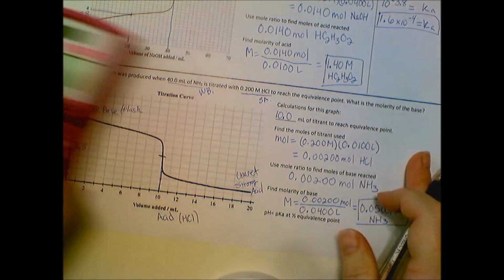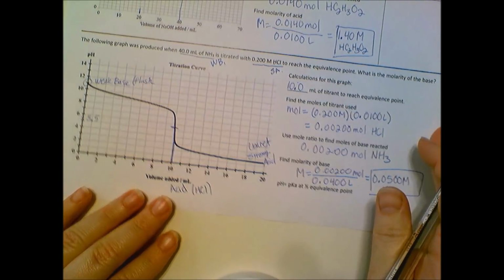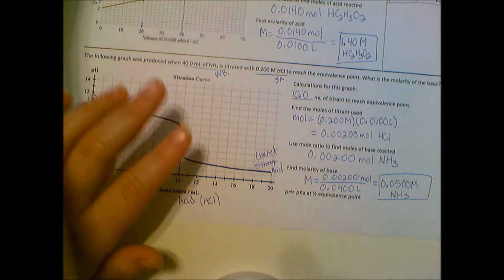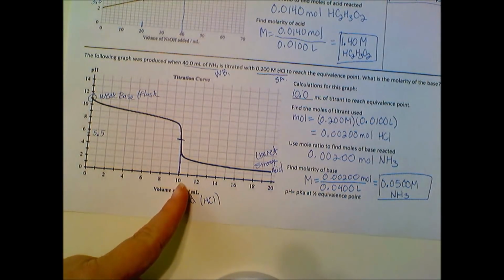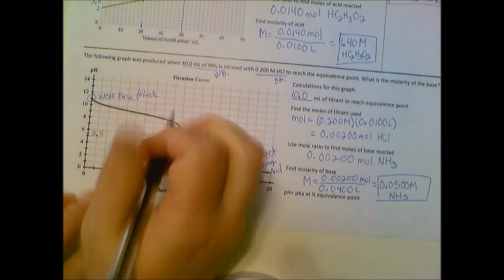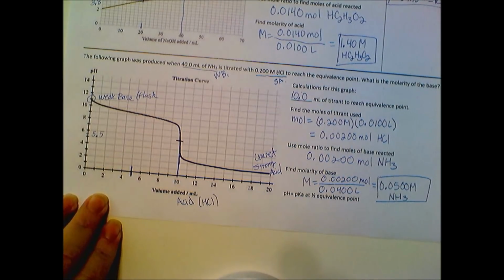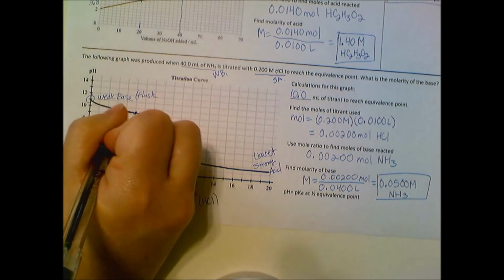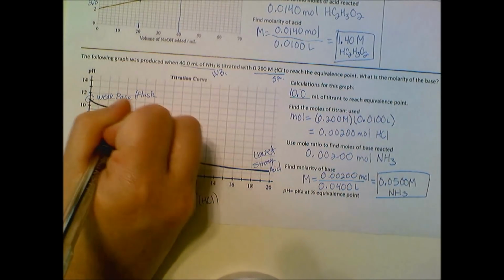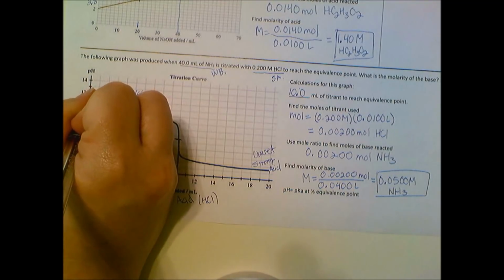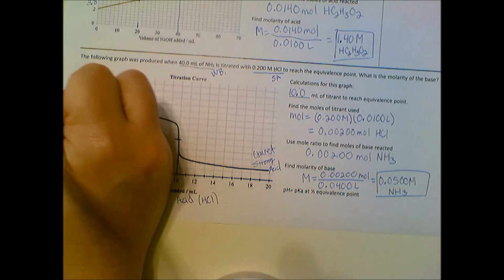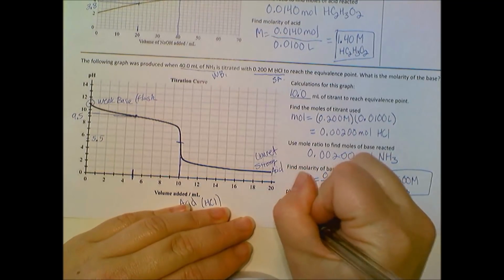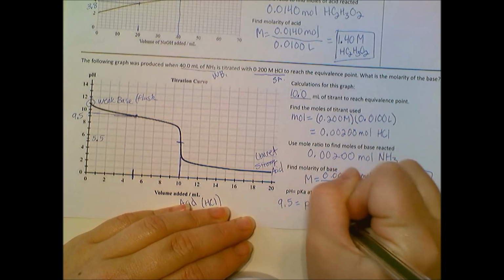All right, and we're going to go ahead and find our pH so we can find our pKa. So if our volume was 10 milliliters to reach our equivalence point, then half of that would be 5. So that's here on our graph. So I follow that up to our line, follow that over to our pH. It looks like it's about halfway between 9 and 10. So about 9.5 would be our pH at that halfway point. So 9.5 would equal our pKa.